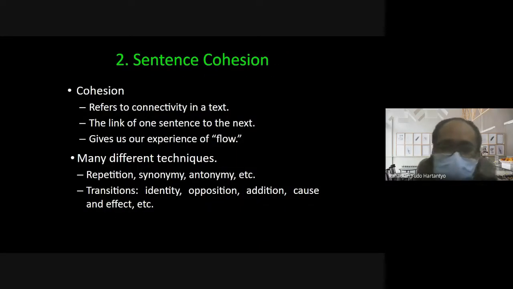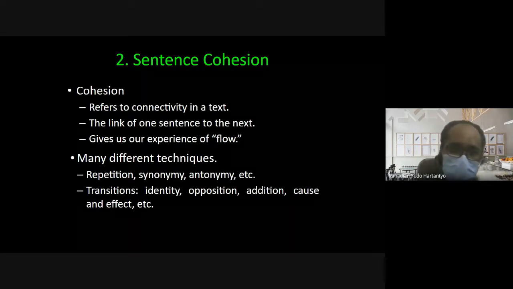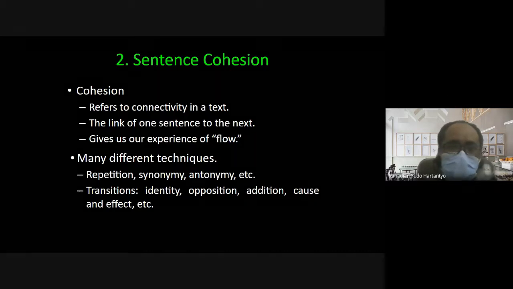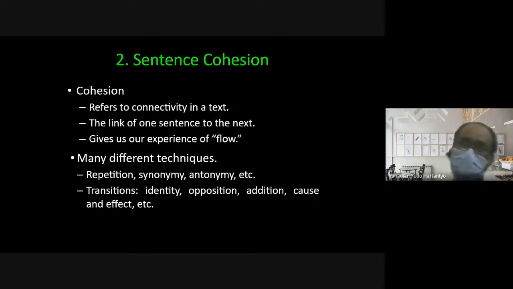Oh, there's no example. Okay, the first is paragraph unity. The second is sentence cohesion. Cohesion refers to the connectivity in a text. The link of one sentence to the next gives us our experience of flow. So although a paragraph is coherent, maybe it's not easy to read because there is no feeling of flow.